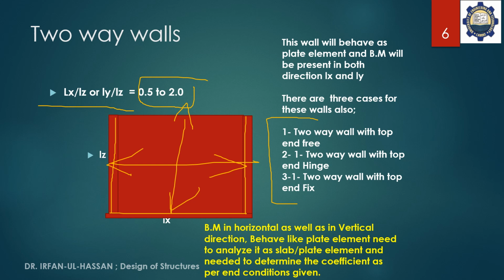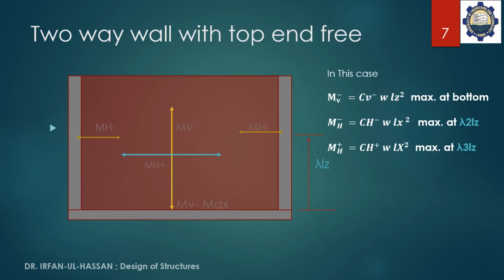So how to design this wall when it is behaving like a plate element? We have to find out the coefficients for the plate element which is subjected to the UVL. So when the UVL is acting on a plate element throughout, which is zero at the top and maximum at the bottom, this can be a water pressure or a soil pressure. Then we have to follow the relevant coefficients which are valid for the two-way wall subjected to the UVL.